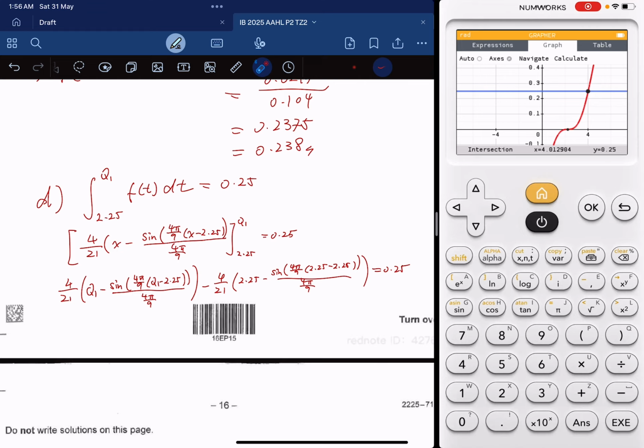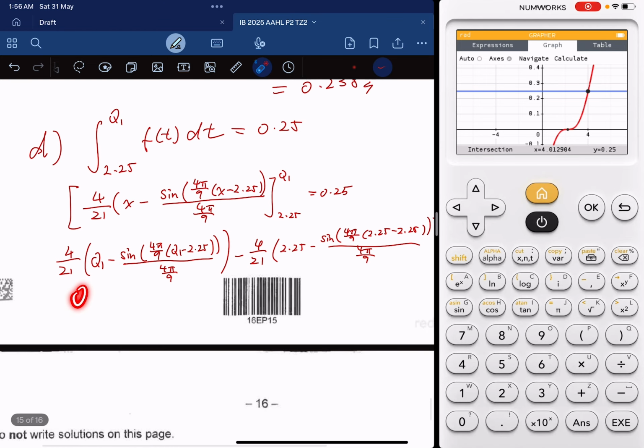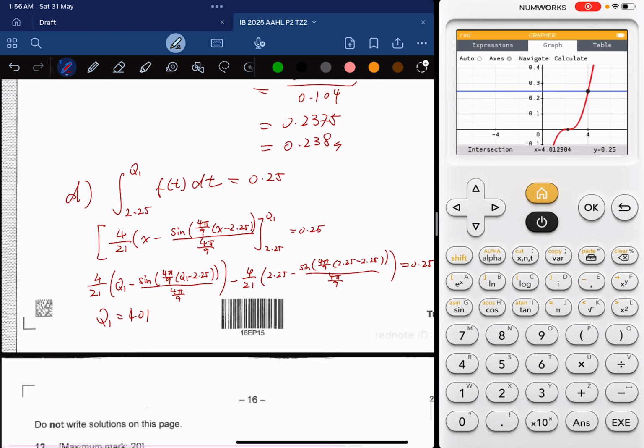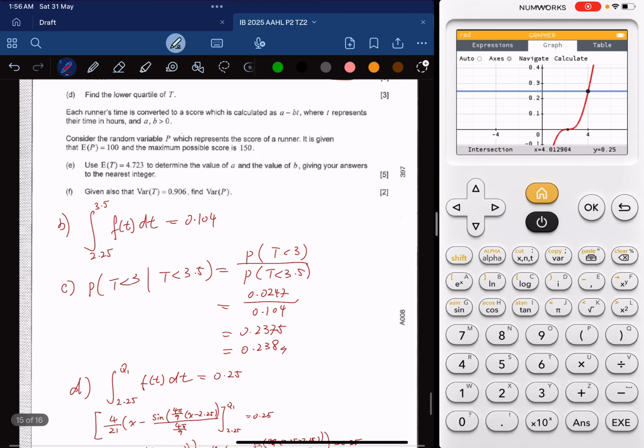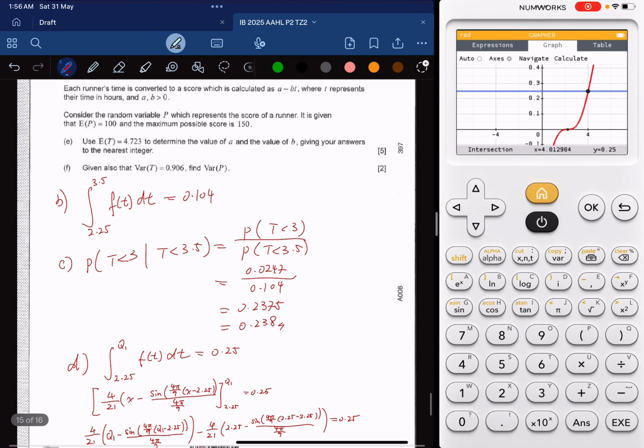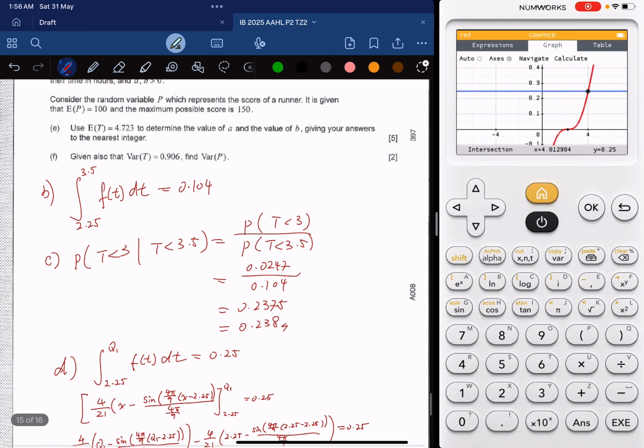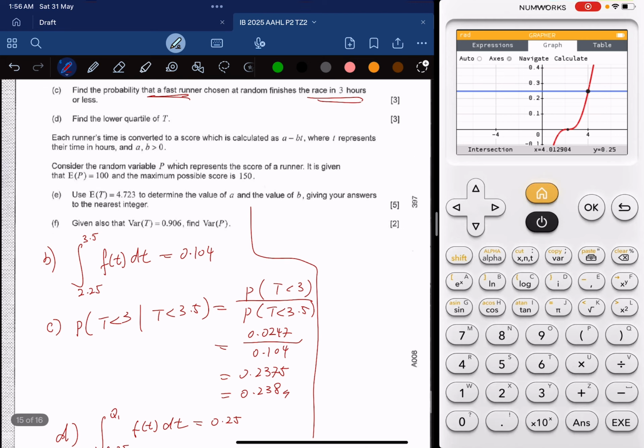It's 4 point something, so Q1 is 4.01. Actually, doing it by hand isn't really worth 3 marks, but it's okay as long as you got the answer, it should be all good. So the next one, part E.